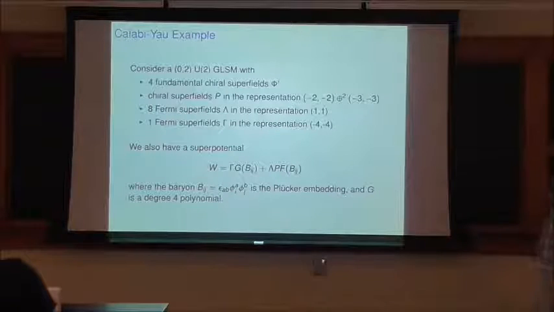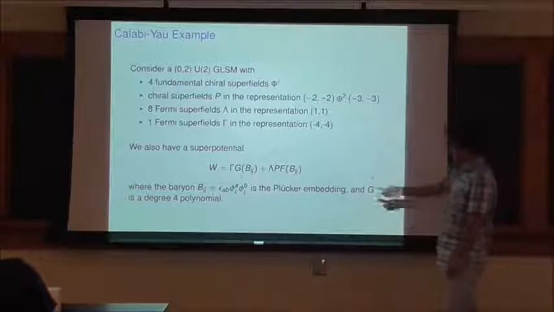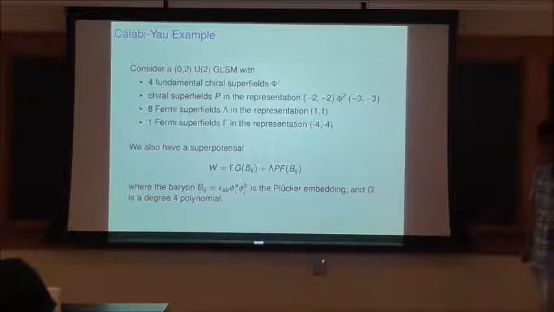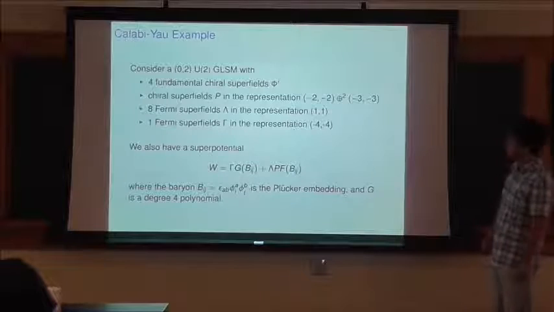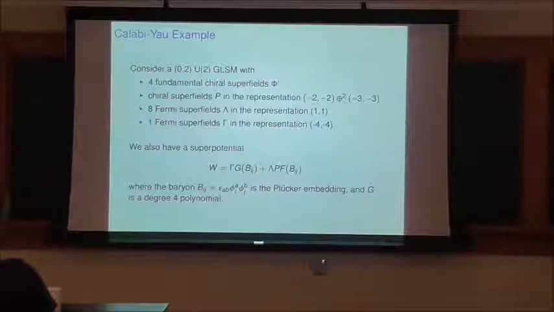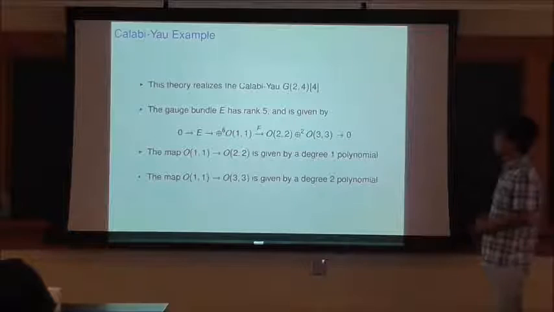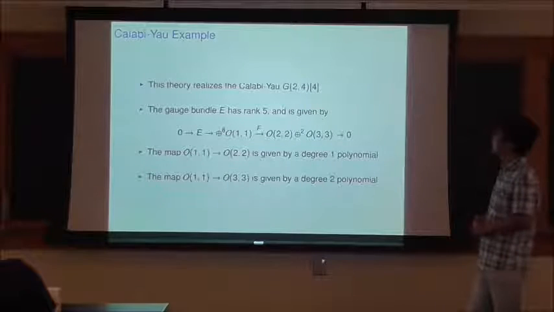So these two terms have different purposes. Here again, Bij is a Plücker coordinate, and here capital G is a degree 4 polynomial. So the degree works out for W. And you can check that the Higgs branch geometry realizes a Calabi-Yau degree 4 hypersurface in G24.